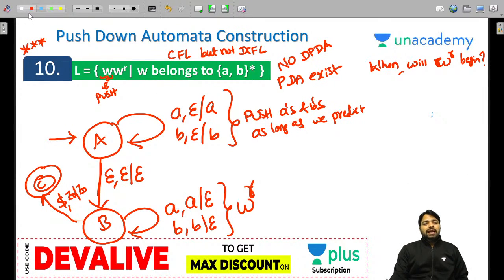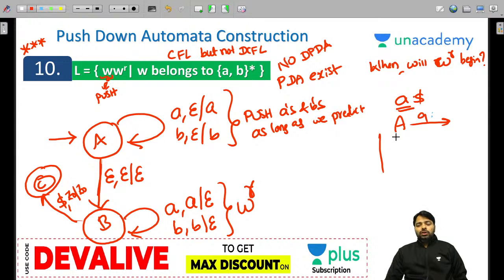Now single A, not. Why? Because there is no path to the final. Now you might do something. Okay, A dollar. Suppose A on A. You pushed it, without looking at the stack, you pushed it. Now you went to A only. Now A. Now dollar I want.